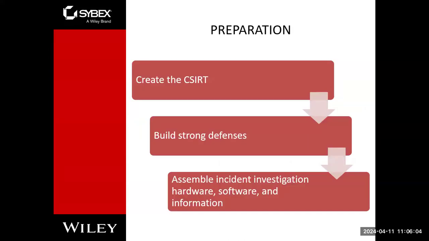So let's talk about that preparation phase. We're going to create the computer security incident response team. We're going to form it. Who needs to be on the team? What expertise do we need? We'll build the defenses around technical controls, risk controls, etc. And we'll assemble the incident investigation hardware, software, and information. So where are we going to look to figure out what happens if an incident occurs?